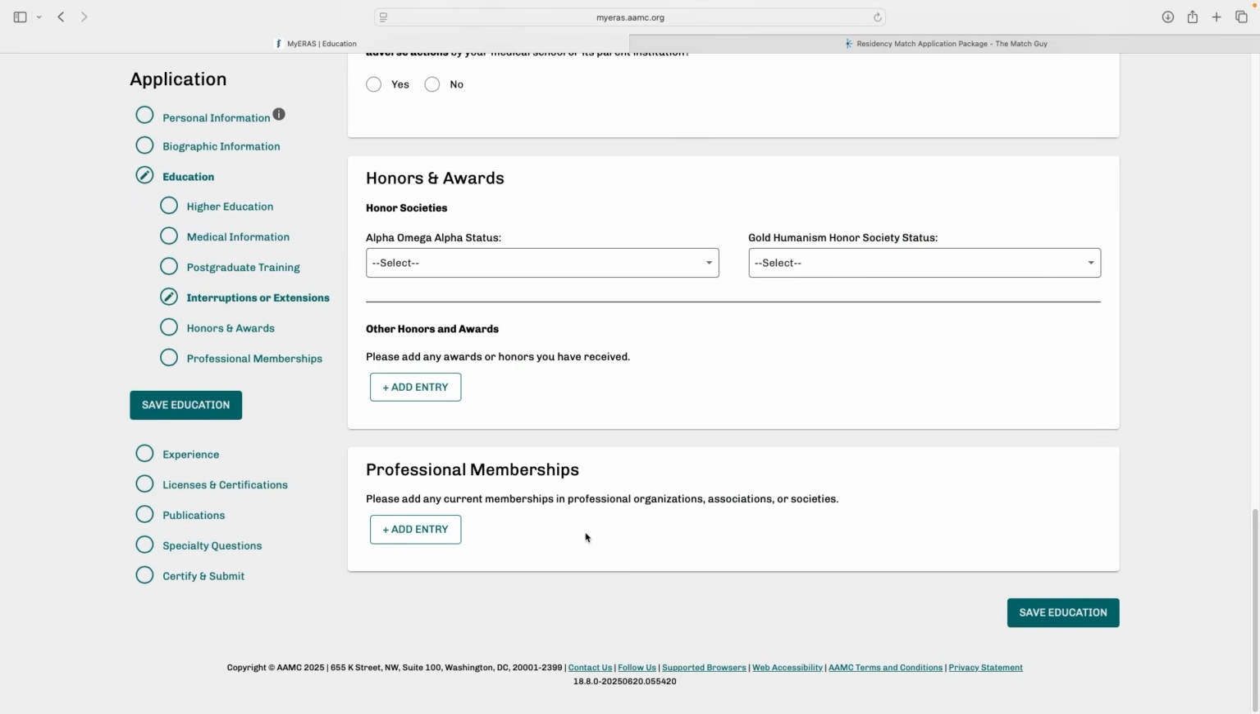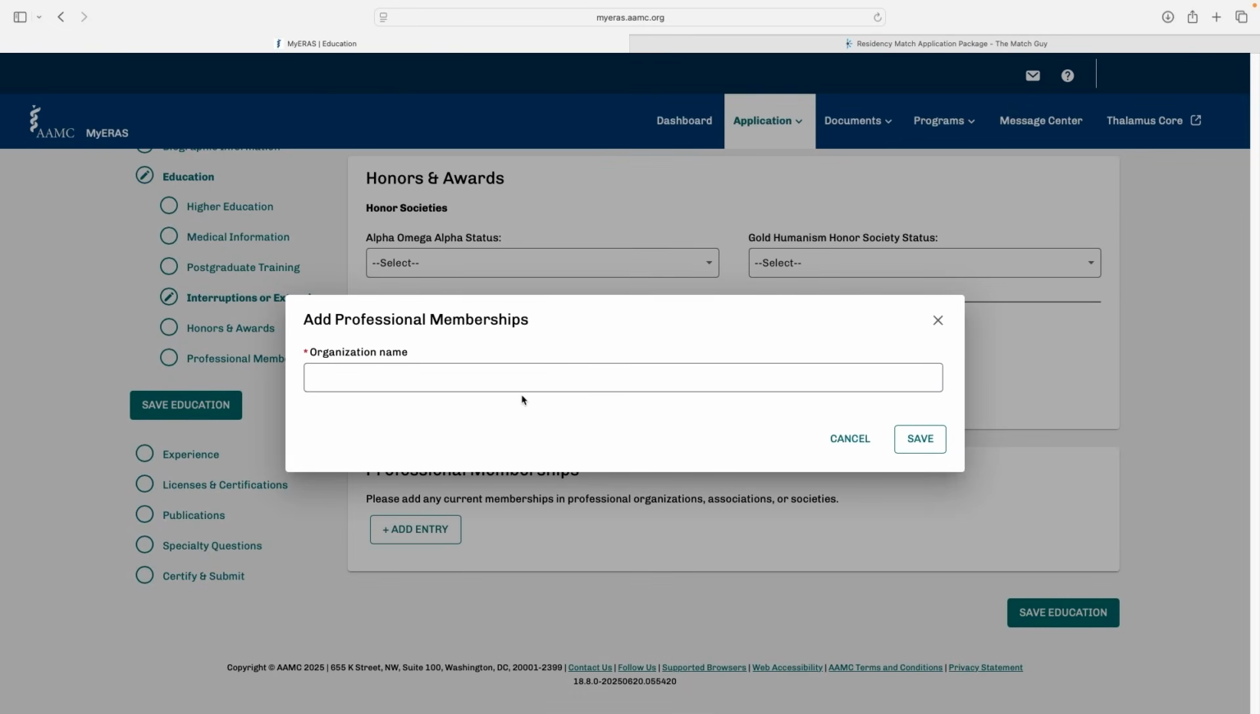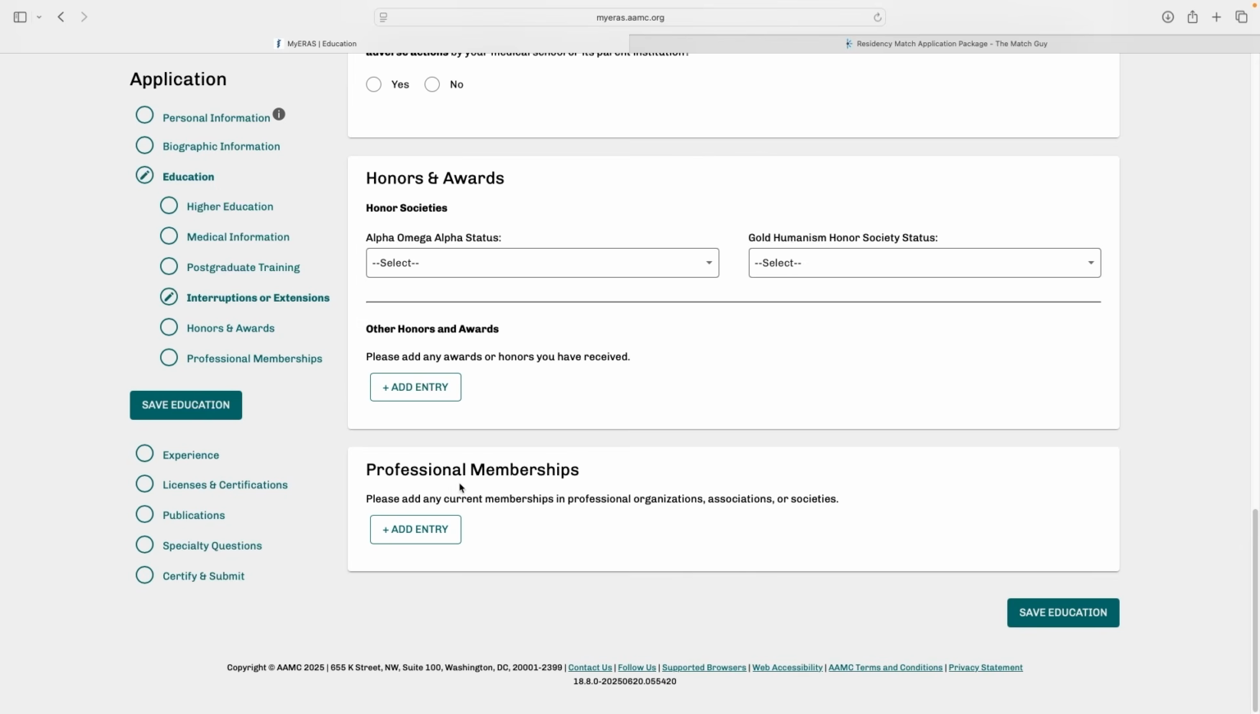And finally, professional memberships. You can add any current memberships in professional organizations, associations, or societies. To add that, you click add entry and mention the organization name. Here you don't need much description because they don't have a box for that. You just need to add the organization name. If you want to show how long you've been with this institution, you can consider adding the start month/year, and you can put until present, or you can just put the organization name. But here they're only asking for current memberships. So if it's past and you're not currently a member, you should not include that here.